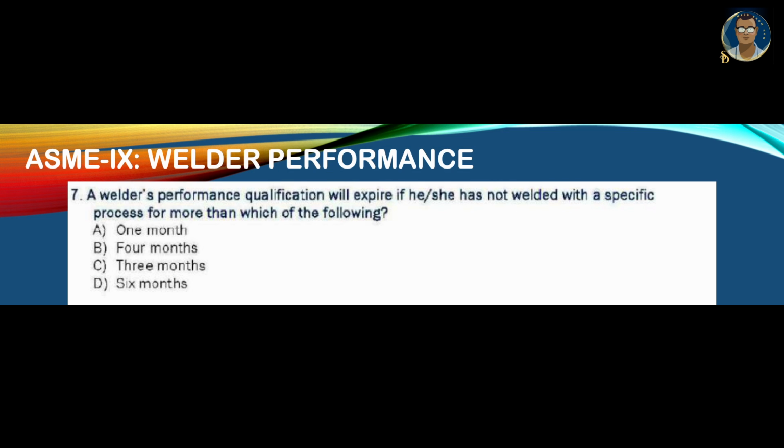Question number 7. A welder performance qualification will expire if he or she has not welded within a specific process for more than which of the following? 1 month, 4 months, 3 months or 6 months. So the right answer will be D, 6 months.